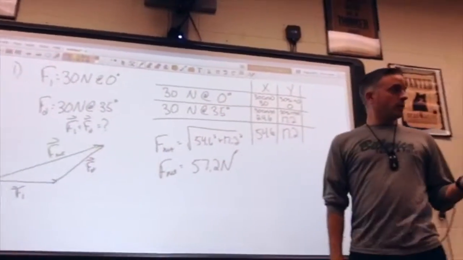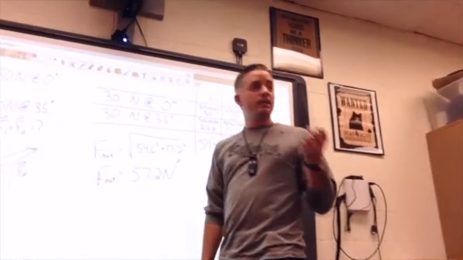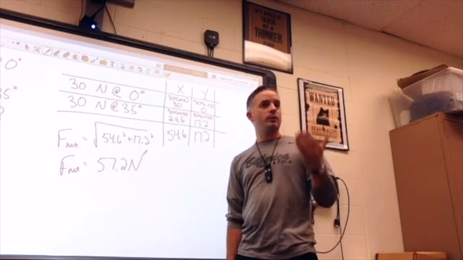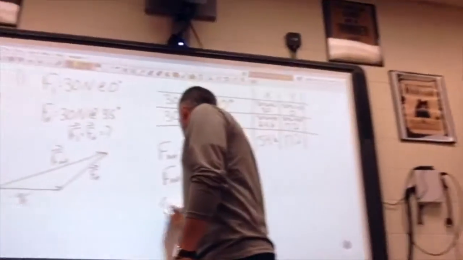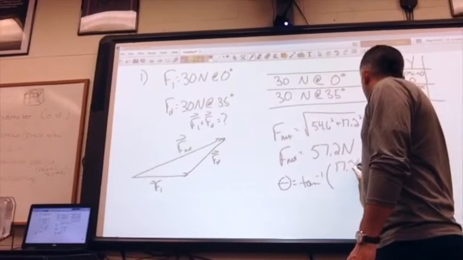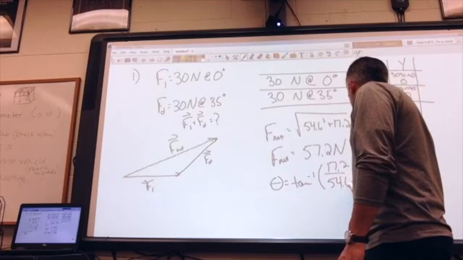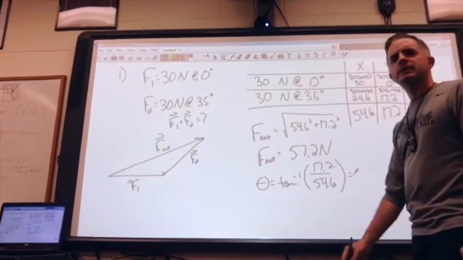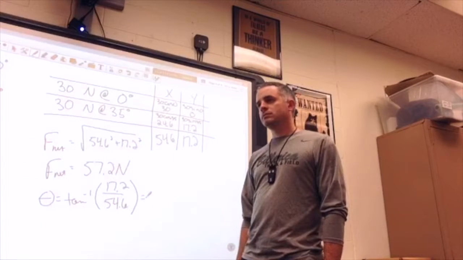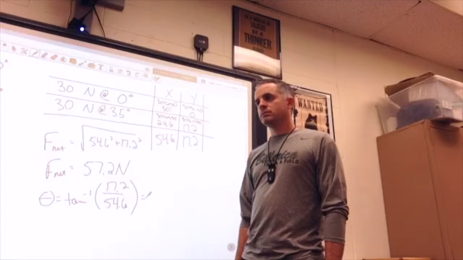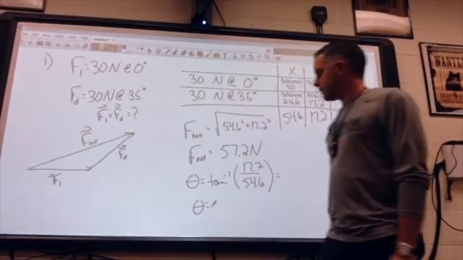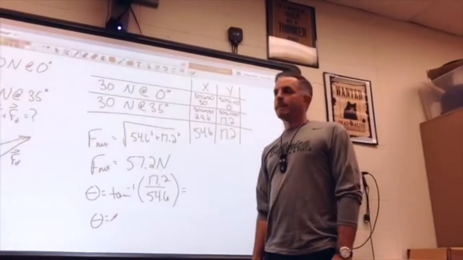And to find the angle, it's the inverse tangent of y over x, right? TOA, opposite over adjacent. So theta is equal to the inverse tangent of 17.2 divided by 54.6. I believe it's 17.5 is the angle. I'll give you a minute. Yep.